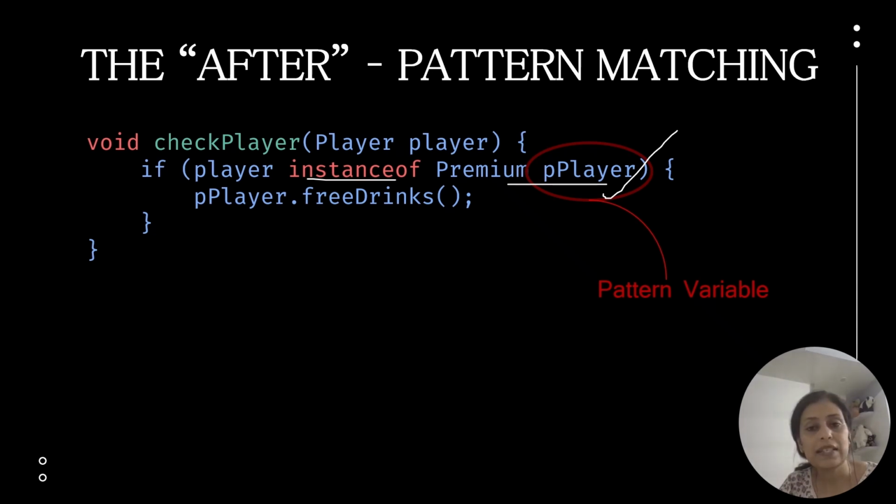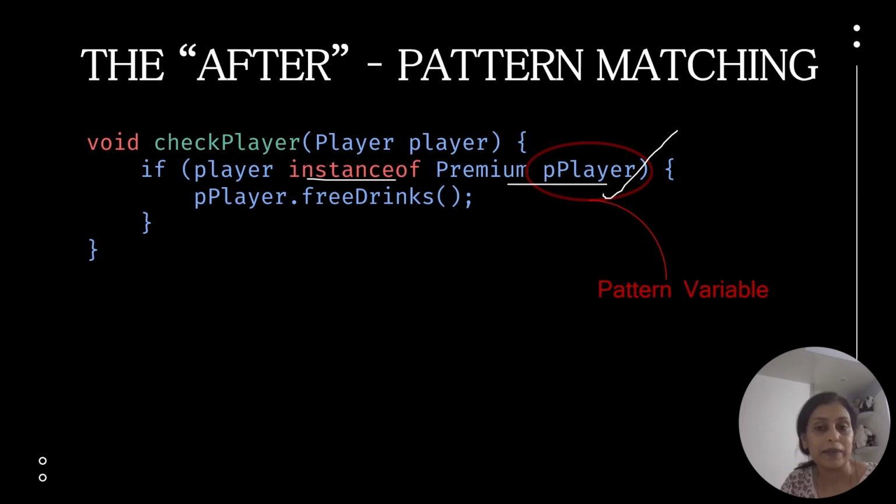Pattern matching is the technique that helps to control the flow of the program by executing only the section that meets a certain criteria. I know what you're thinking. This looks like a trap. What if I try to use pPlayer but the player isn't actually premium? Would this blow up in my face with an ugly ClassCastException? Here is the beautiful part.